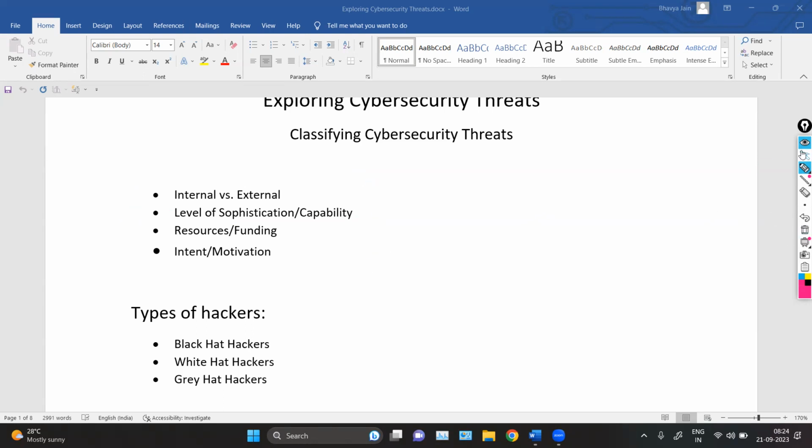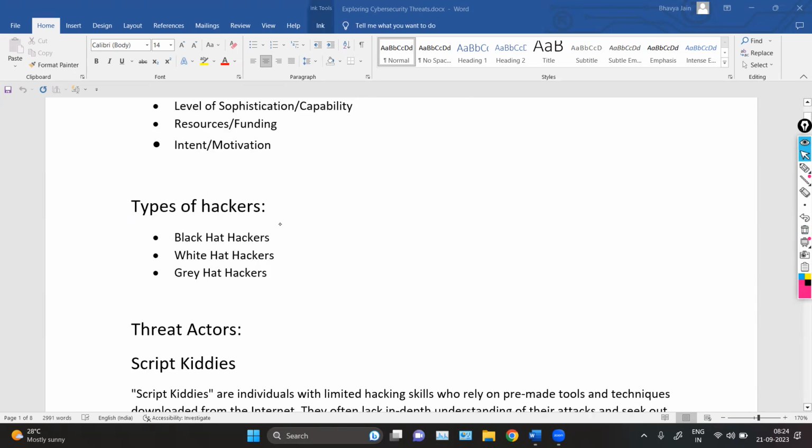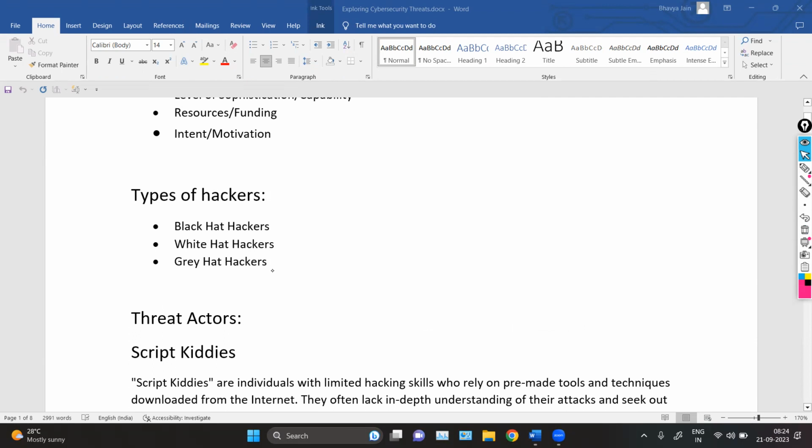Then we have types of hackers. Basically, there are many types of hackers, also known as classes of hackers. But these are the very basic ones: black hat hackers, white hat hackers, and gray hat hackers. I think many of you have heard of these. These are the cybersecurity threat actors, right? The persons involved in the process. So first we have black hat. In one line, black hats are the illegal hackers, white hats are the legal hackers, and gray hats are both.